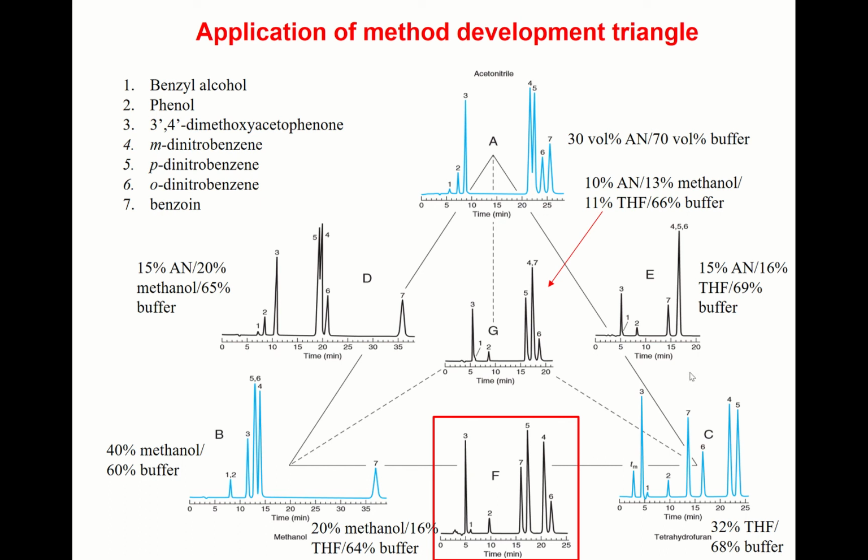And as a final combination, let's mix all the solvents A, B, and C together. Then acetonitrile became 1/3, so 10%, methanol became about 1/3, 13%, and THF also became 1/3, approximately 11%, and the rest is aqueous buffer, and we get this chromatogram. Still, this is not good because compounds 4 and 7 are not separated at all.